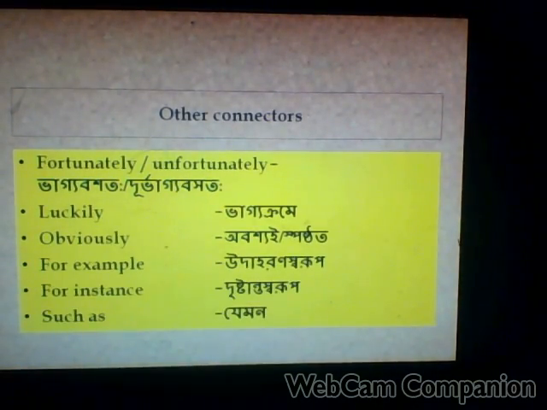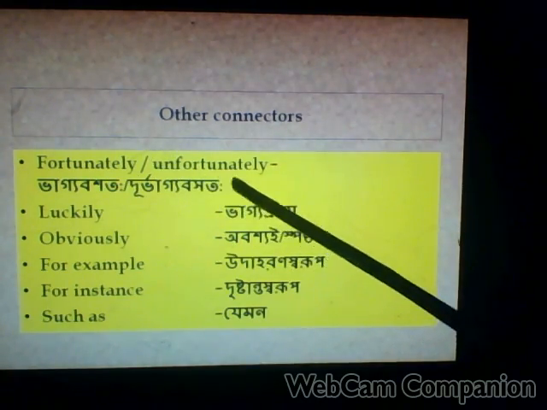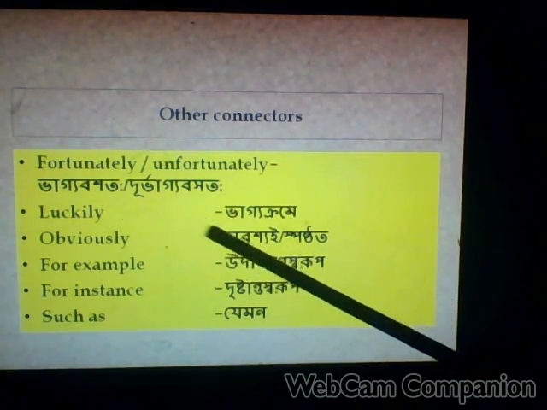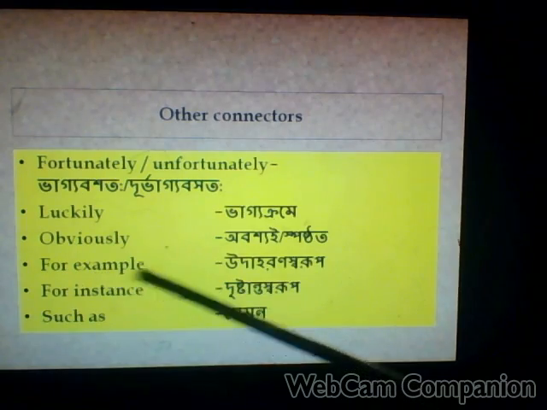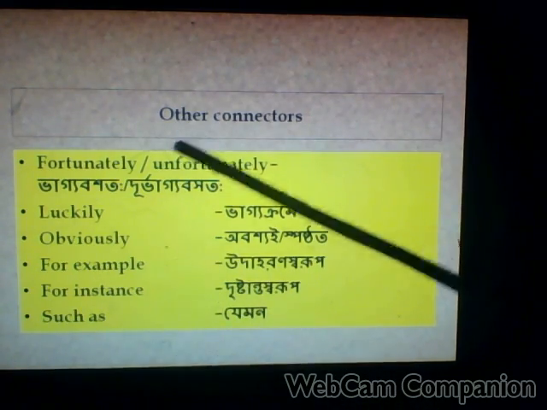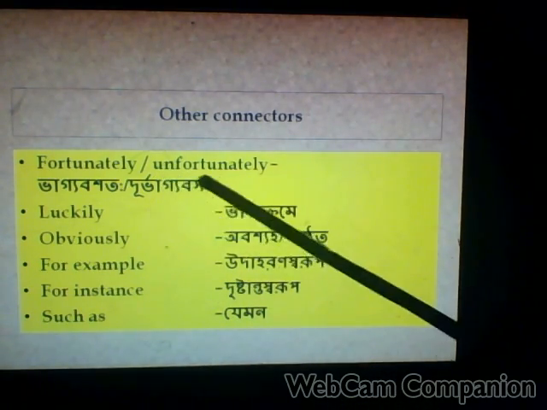Other connectors. Fortunately, unfortunately. ভাগ্যবশত, দুর্ভাগ্যবশত. Luckily, for example, for instance, these connectors are used to show example.